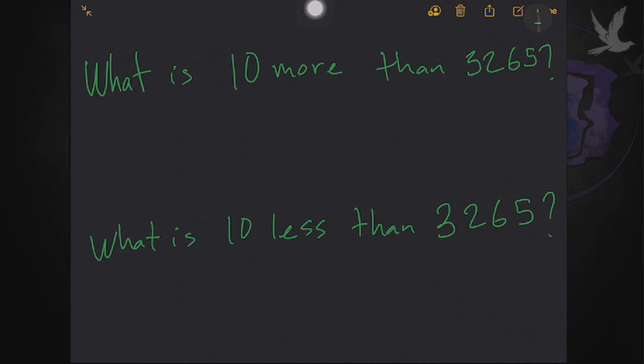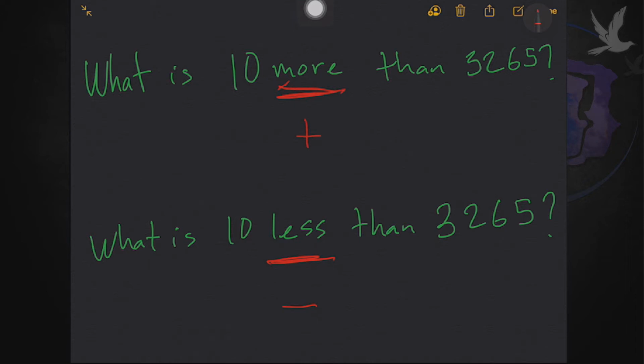Okay, so if you see, we have two sentences here. One says, what is 10 more than 3,265? And the other sentence says, what is 10 less than 3,265? Okay, so we have our keywords here. We have more and we have less. For a single process question, more refers to add and less refers to minus, or subtract rather, for formality. So what are you going to add?